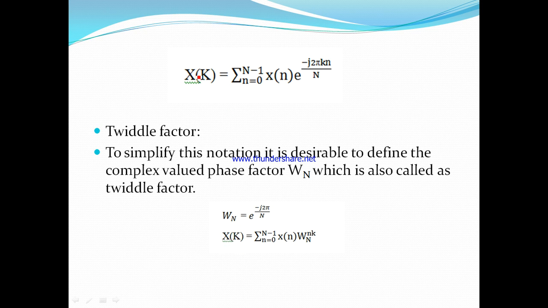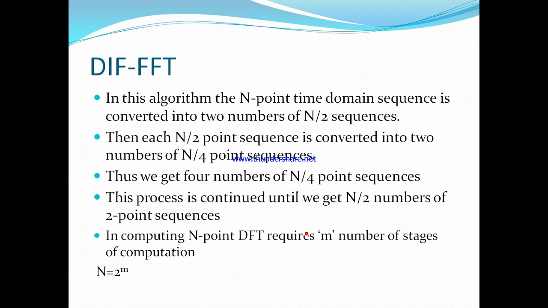So here we can write X of k equal to sigma n equal to 0 to N minus 1, x of n into W power nk of N. Instead of e power minus j 2 pi by N, we are writing WN. So here W power nk is the twiddle factor, and the calculation is simplified with the help of the twiddle factor.